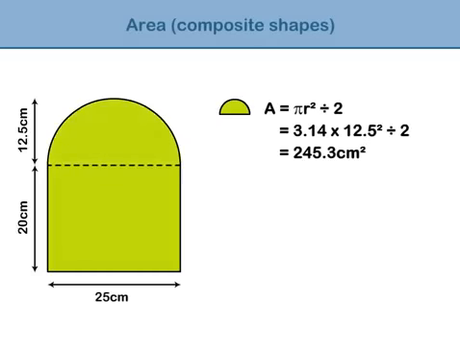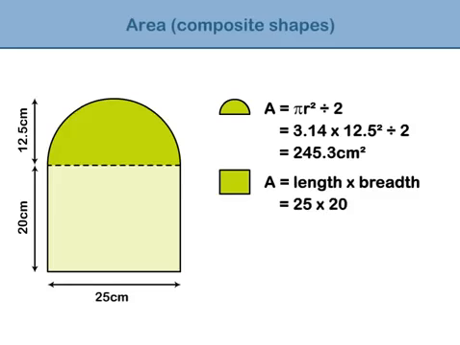Now let's look at the area of the rectangle. The length of the rectangle is 25 centimeters, and the height is 20 centimeters. The area of the rectangle equals the length times the breadth, which equals 25 times 20, which equals 500 centimeters squared.